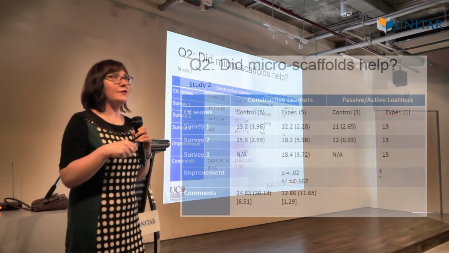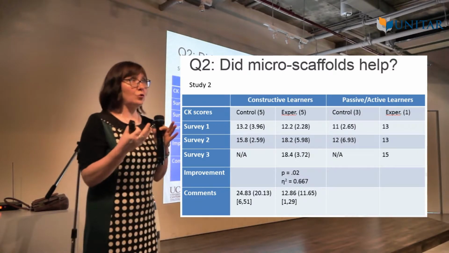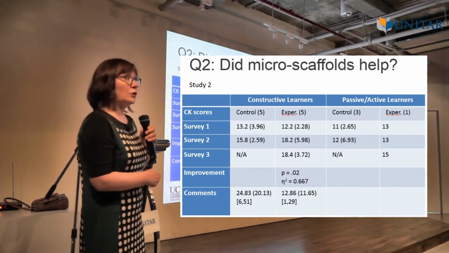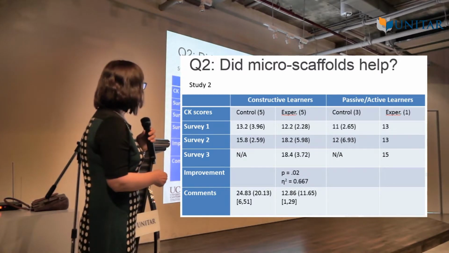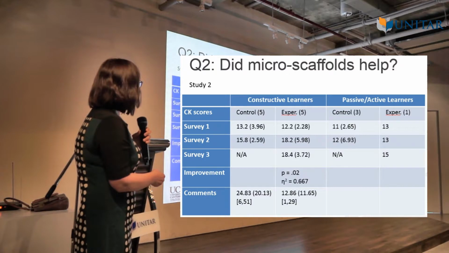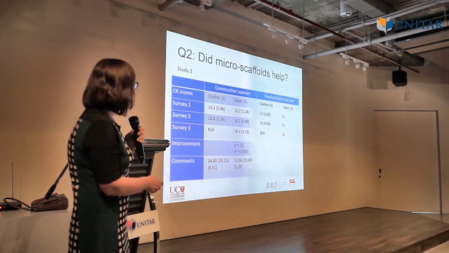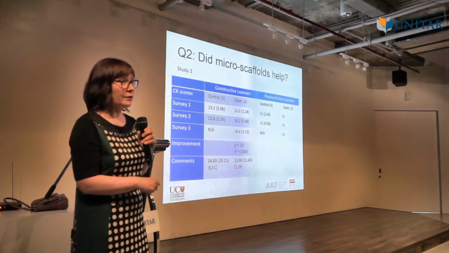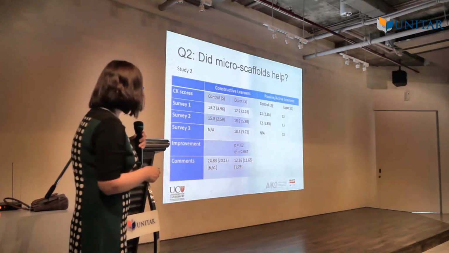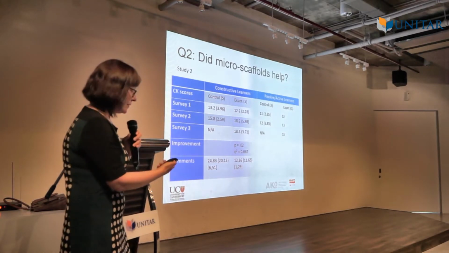So we wanted to see whether these microscaffolds help. Are students who are using aspects learning more than students who don't use aspects? Basically in study 2, we had those two groups, control and experimental, so we can compare them. So you can see, for example, conceptual knowledge scores for the control group and for the experimental group. Because the study was small, there were only five students in each of these two groups. So the control group did not improve significantly between the two surveys. They pretty much stayed at the same level, while for the experimental group, we had significant improvement. So basically, this is the proof that students do learn more when they're focusing on particular aspects that we use. For passive and active learners, there were very, very few of them, so we can't do any statistical tests.